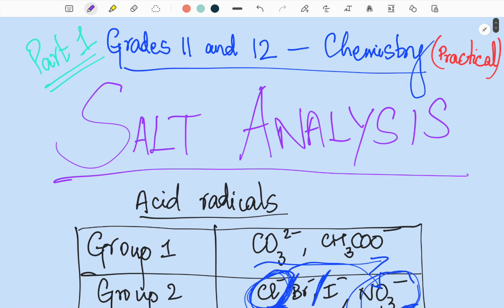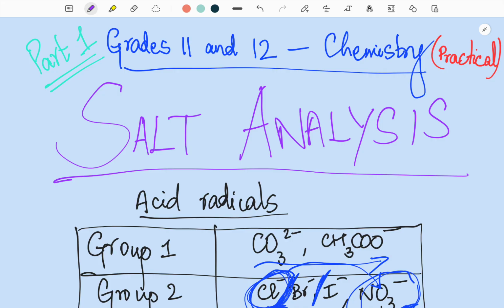So first we have the carbonate ion. To the salt you need to add dilute HCl, and if you're getting a colorless, odorless gas with brisk effervescence, then that gas is carbon dioxide, which indicates that carbonate ion is present in your salt. Second, you need to take the salt in a watch glass and rub it with dilute H2SO4, and if you're getting a vinegar smell, then that means acetate ion is present, and the vinegar smell is due to the evolution of acetic acid.